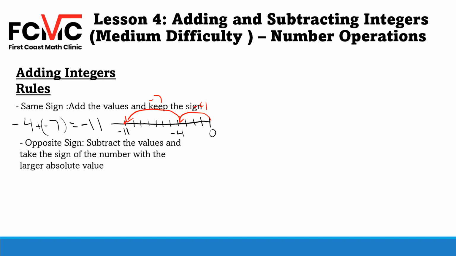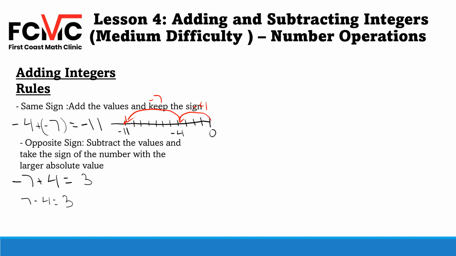Now compare that to adding opposite signs. Adding opposite signs is a little bit more complex. For adding opposite signs, we want to subtract the values and take the sign of the number with the larger absolute value. So let's say we're adding -7 plus 4. We want to start by subtracting the values. So 7 and 4. What's the difference between 7 and 4? The difference is 3, basically just ignoring the signs to start. Now we want to figure out what the sign of that answer is going to be. So we want to take the sign of the number with the larger absolute value.